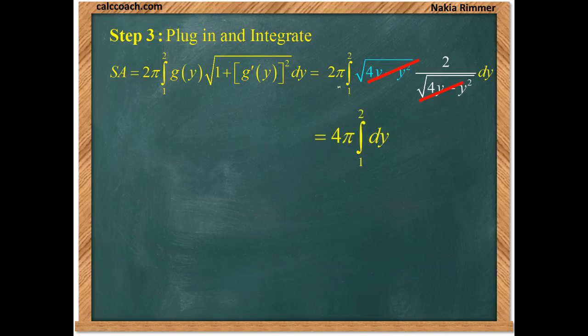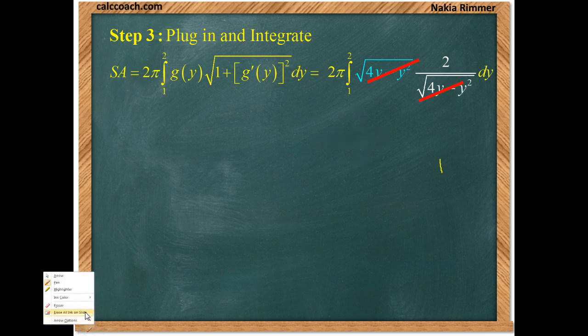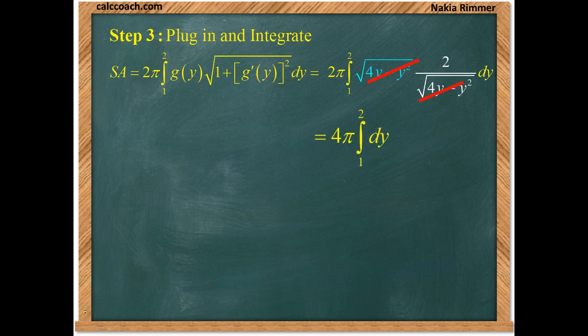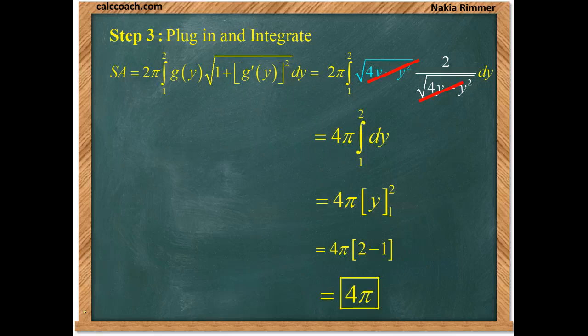Pull the 2 out with the 2 pi. And we're done. The antiderivative of 1 is just y. And so we just get y from 1 to 2, 2 minus 1, we get 1. So the answer to the question is 4 pi.